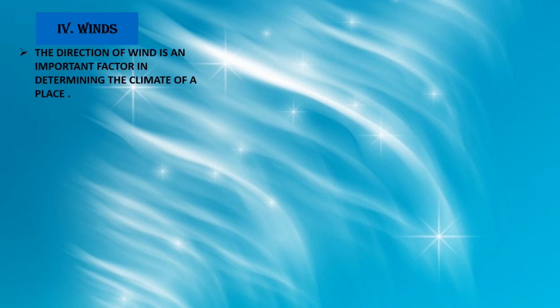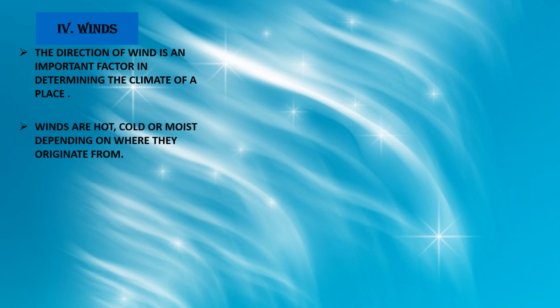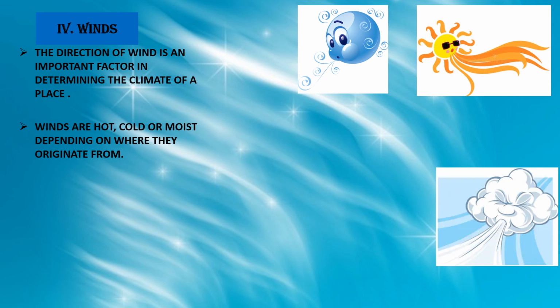The next cause for the variation in climate is winds. Horizontal moving air is called wind. Hot winds increase the temperature of a place, while cold winds decrease it. And winds also bring rain to the places where they blow. So the direction of a wind is an important factor in determining the climate of a place. Winds are hot, cold, or moist depending on where they originate from.